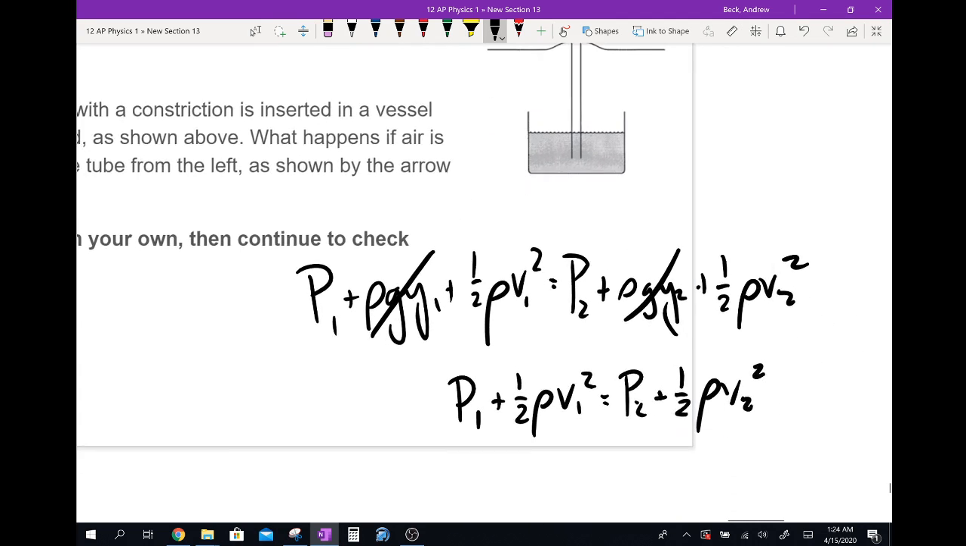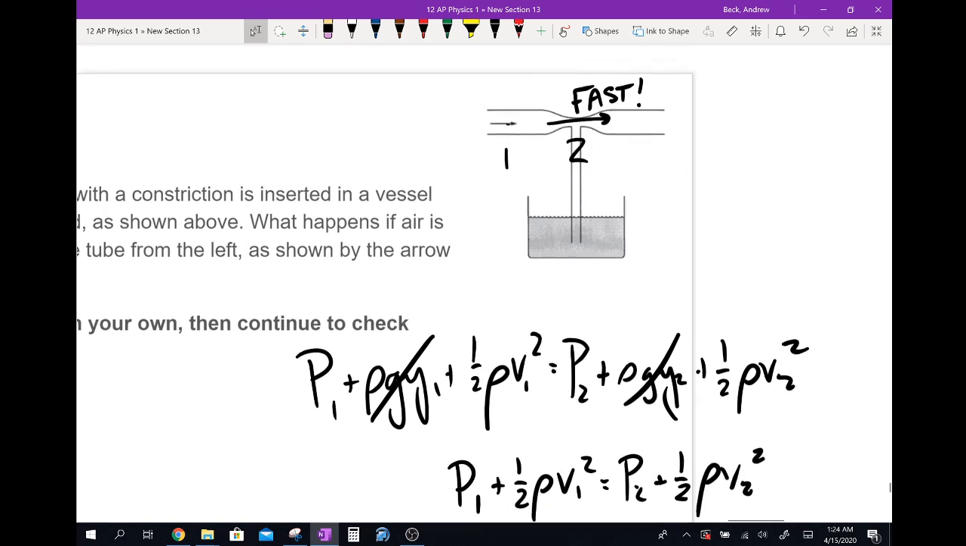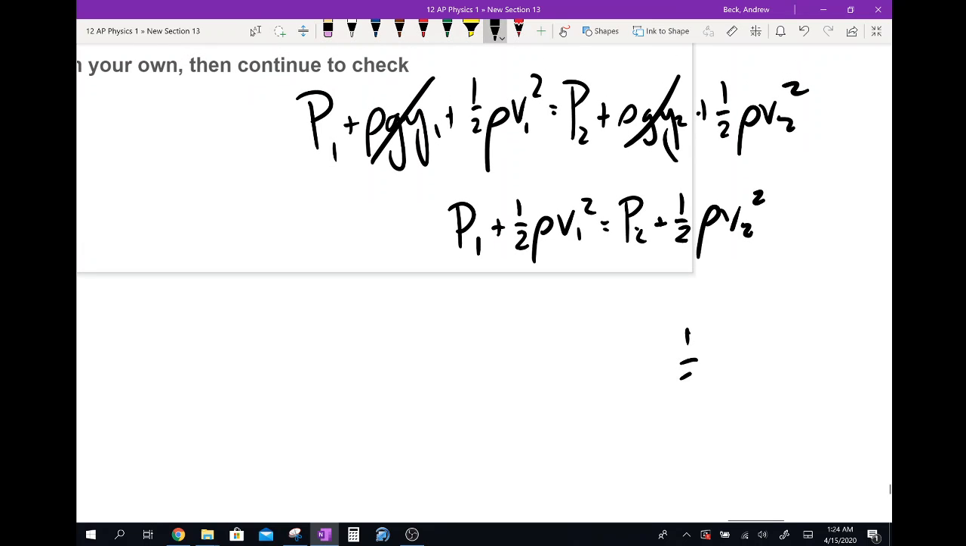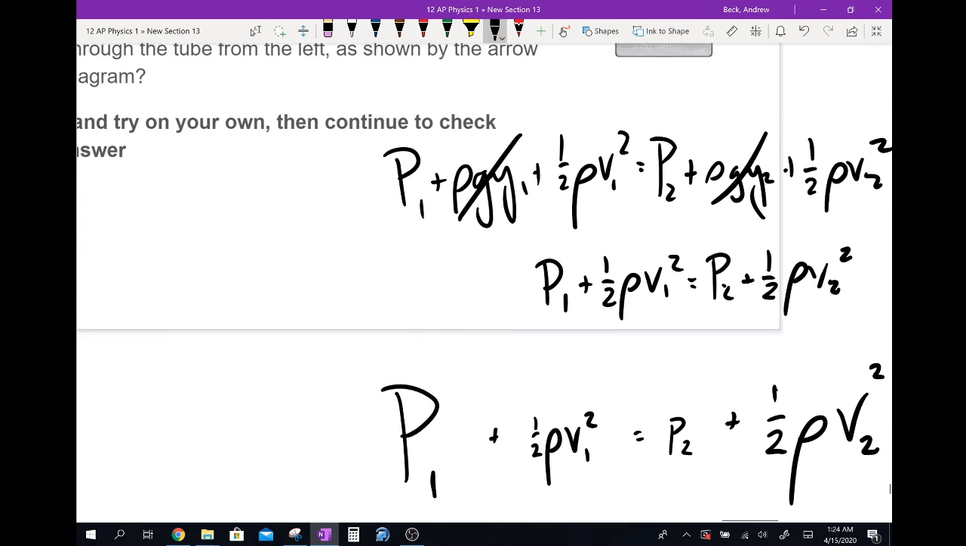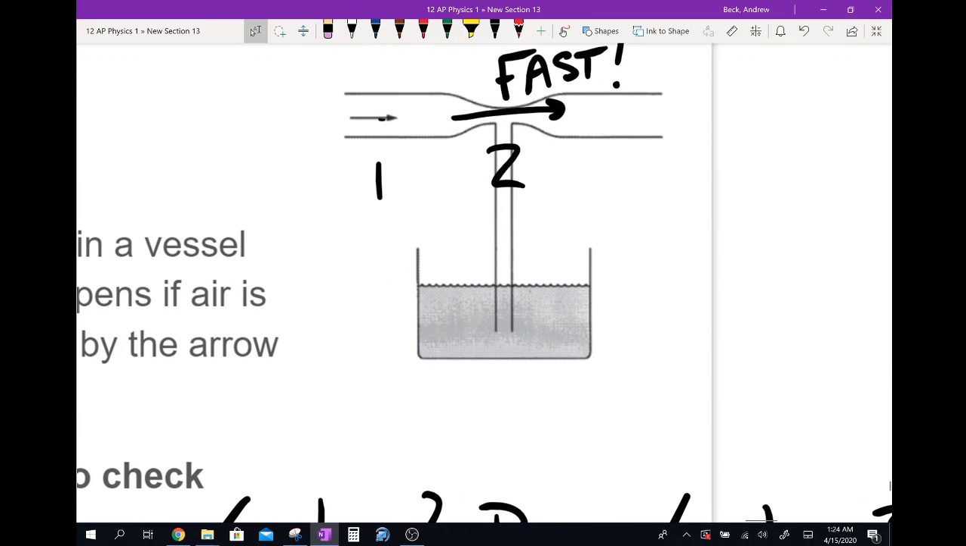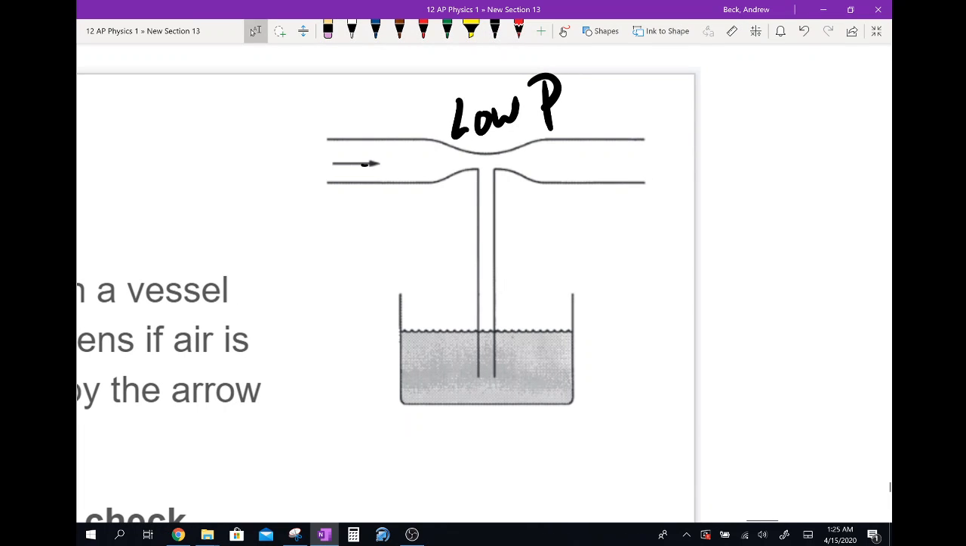Alright, so we see here that we can call this position 1 and call this above the pipe position 2. At position 2, we said we're moving fast, so we have a fairly big kinetic energy term, which means that our pressure is going to be small. On the other side, it doesn't really matter, but we have a smaller associated kinetic energy term, which means we have a higher pressure. What matters is that by blowing this fast air through here, at this position above the liquid, we are at a low pressure. So we are at a pressure that is lower than atmospheric pressure.